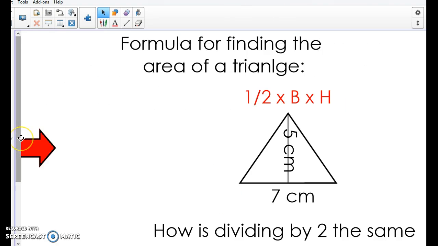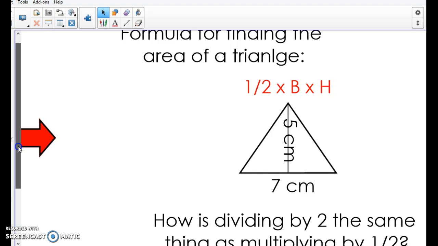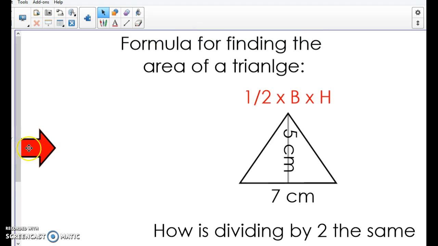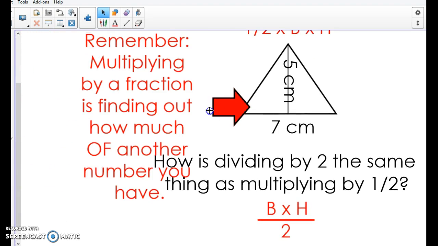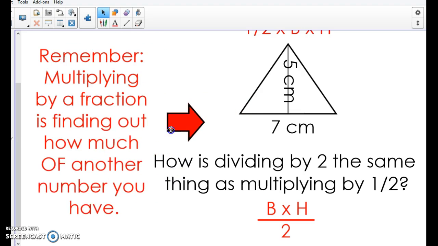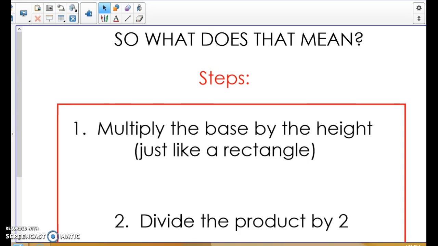So for this problem, I have a height of 5 and a base of 7. That would be 7 times 5, which is 35, and 35 divided by 2, which would give me 17.5. Okay, and it doesn't matter which or when you divide by 2. So I could have done 3.5 times 5. I could have done 2.5 times 7. Doesn't matter when that divide by 2 comes in.